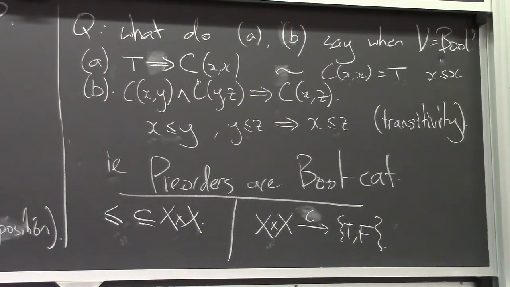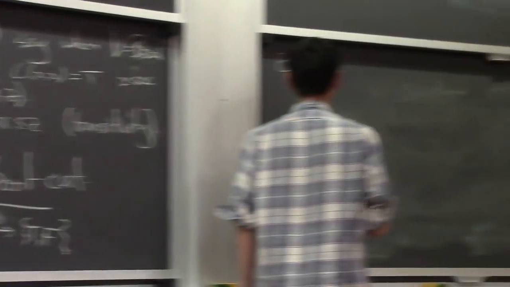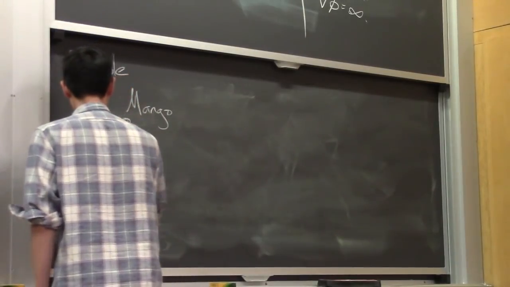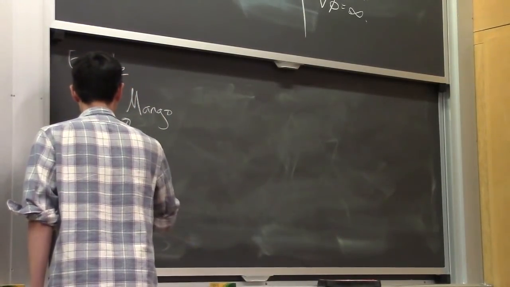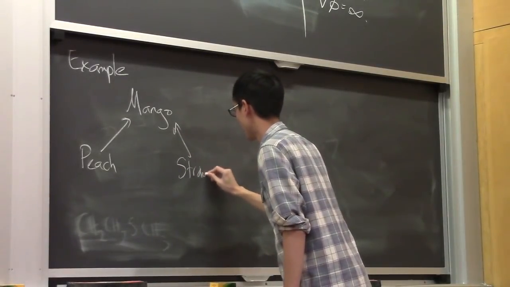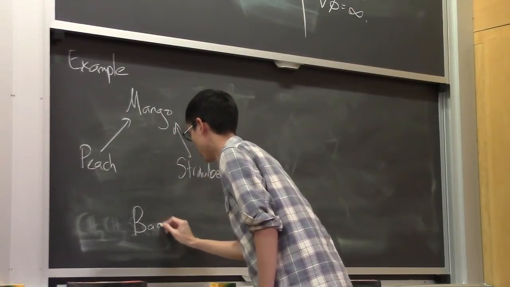Okay. Maybe it will help slightly if I give an example. Here's an example of a poset of fruits or something. So mangoes are great. Peaches are also great, but maybe not so great as mangoes. So are strawberries. And then bananas are okay. Nothing else is available.